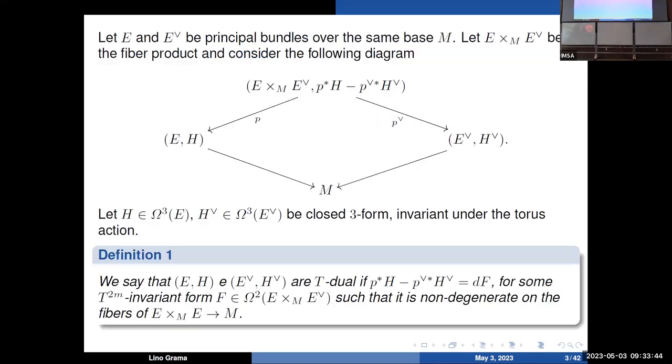Sorry, the principal bundles, are they principal T-bundles? Yes, the same thing.